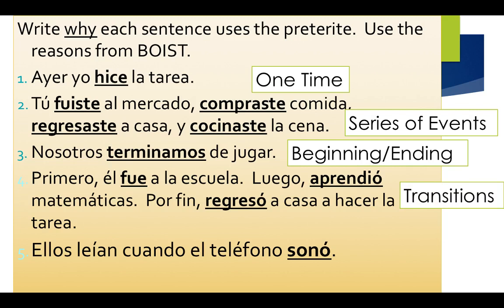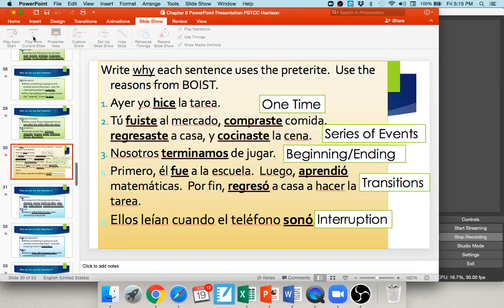And then number five, ellos leían cuando el teléfono sonó. They were reading when the phone rang. Ooh, notice, they were reading. That's an ongoing action. When the phone rang. So the ringing of the phone interrupted the reading. Okay, so those are our reasons as to why we would use the preterite.